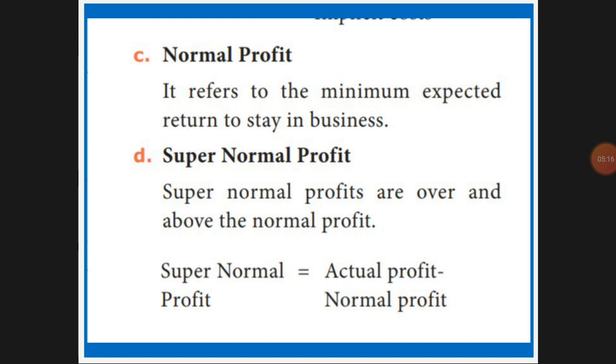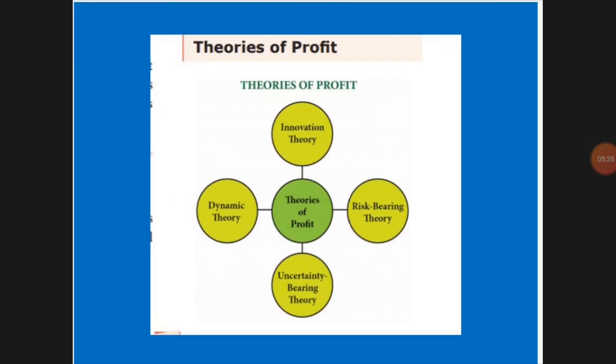Then after seeing all this, you increase the price of your fridge from 10,000 to 15,000. So unexpectedly you are getting 5,000 extra, which is called a supernormal profit. The formula for this is actual profit minus normal profit. Next, there are 4 types of theories for profit.